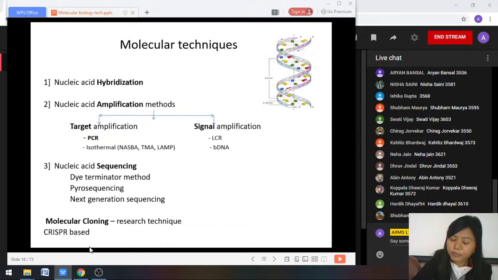Now there are CRISPR based molecular diagnostic methods which are also available. You must have heard in the news, CRISPR is a newer technique which has come up, right? It is clustered regularly interspaced short palindromic repeats, and you must have heard it in the news because two women scientists who devised it recently also got the Nobel Prize for it, right?